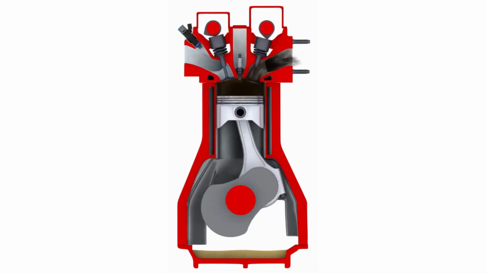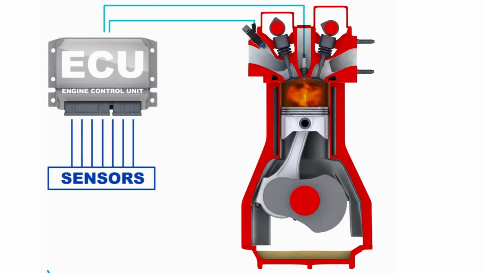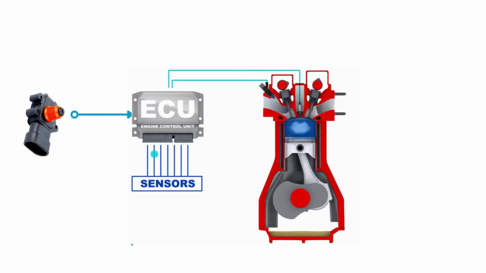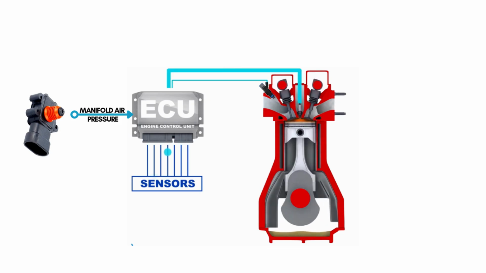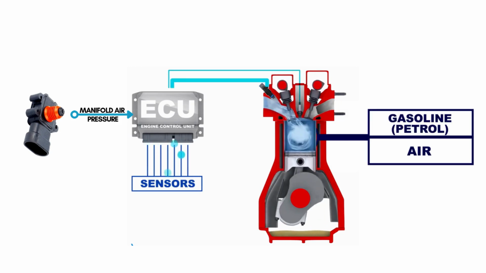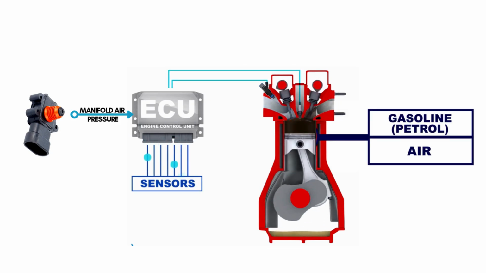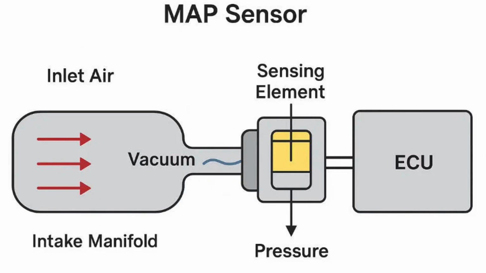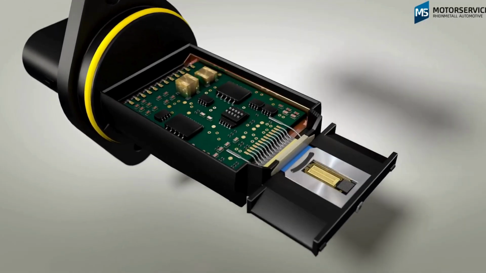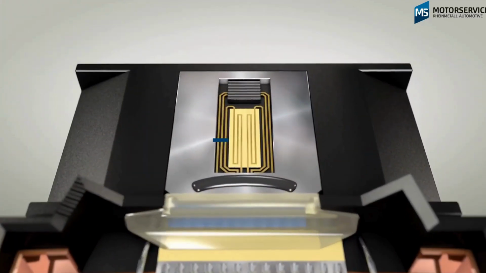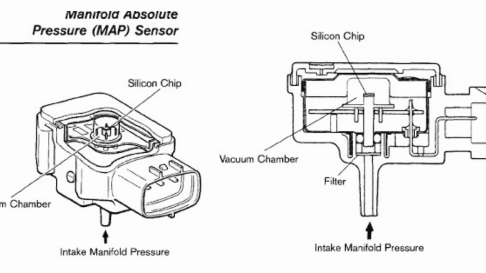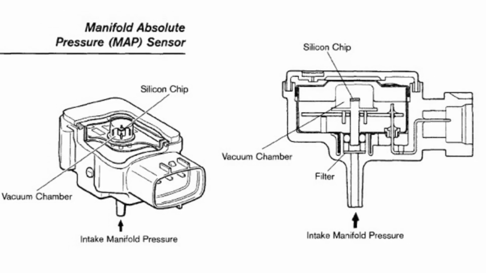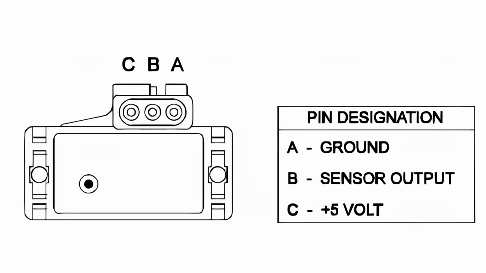P0105 gets triggered. The engine control module, or ECM, continuously monitors the MAP sensor signal to determine engine load and calculate the correct fuel injection and ignition timing. To make sure the sensor is working properly, the ECM doesn't just look at the MAP sensor by itself. It performs several plausibility checks, comparing the MAP reading with other engine data such as throttle position, engine RPM, and barometric pressure. The MAP sensor typically receives a 5-volt reference signal and a ground from the ECM.